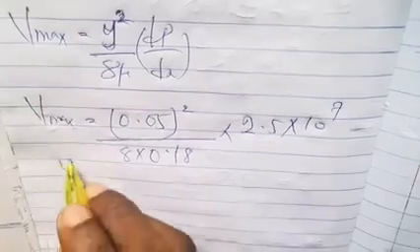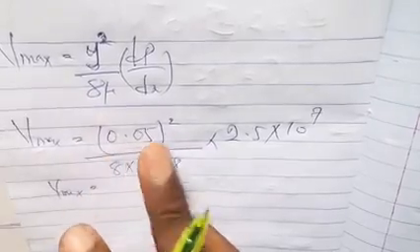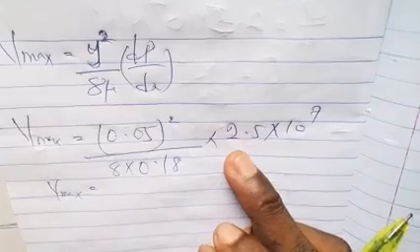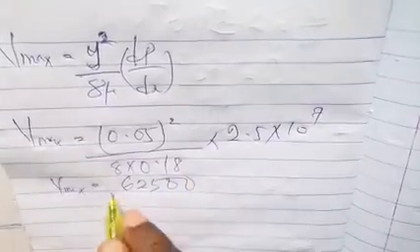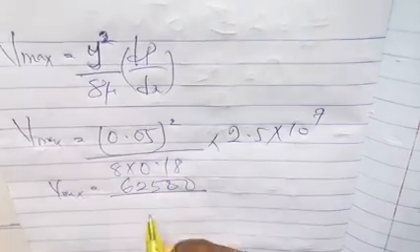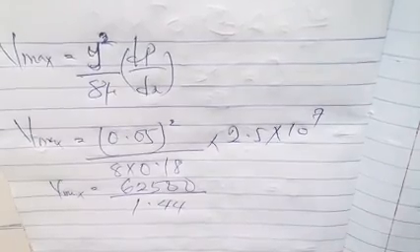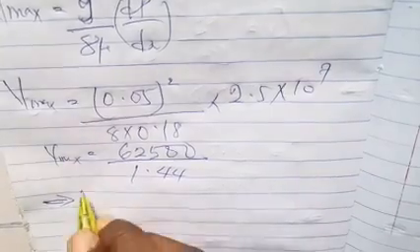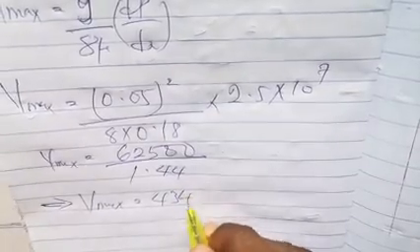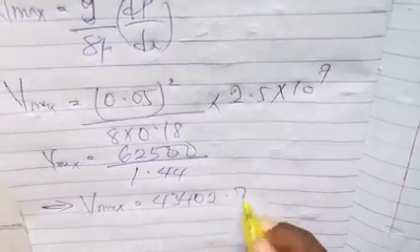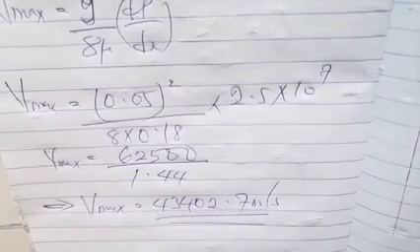So just like before, we are going to multiply all through the numerator. 0.05 squared multiplied by 2.5 by 10 to the power of 7 gives us 62,500, all over 8 times 0.18, which gives us 1.44. So we divide now 62,500 by 1.44. This implies that the maximum leakage velocity is 43,402.7 meters per second. So this gives us the maximum leakage velocity.